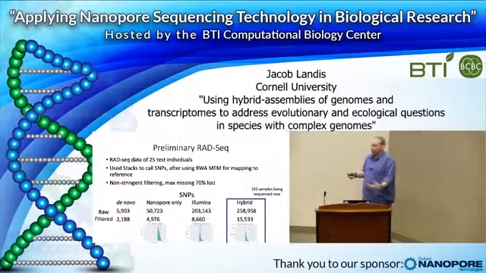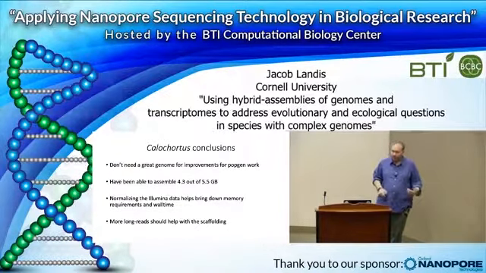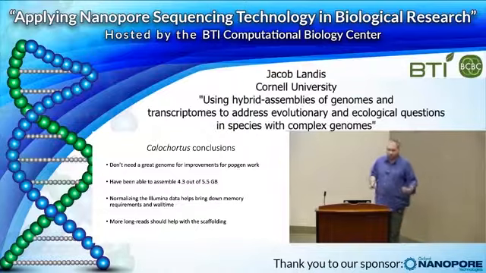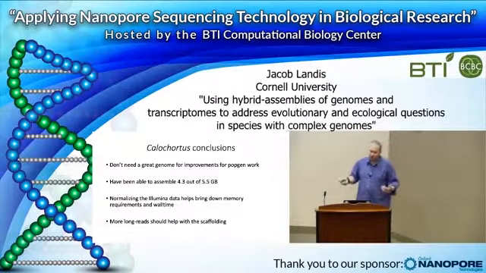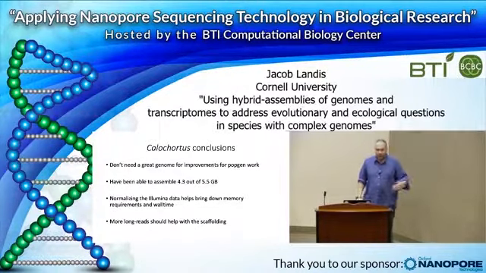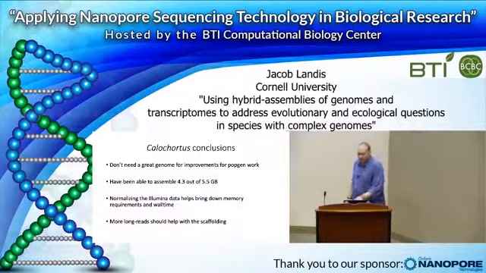And so just a few conclusions from here. You don't need a great genome for making big improvements for PopGen work. We are assembling a decent amount of the genome, but we're still missing a lot. But normalizing the data helped a ton, especially with requirements on time and resources. And more long reads would always be better, of course.